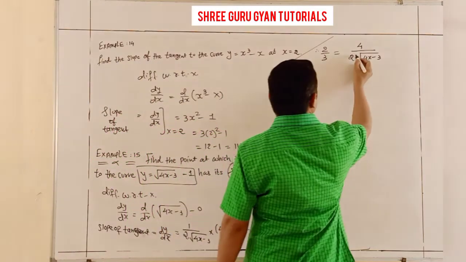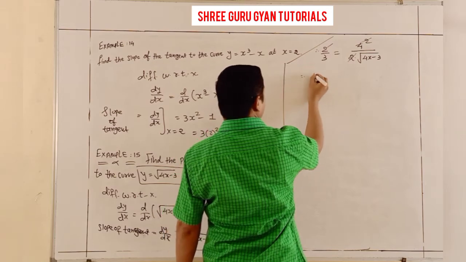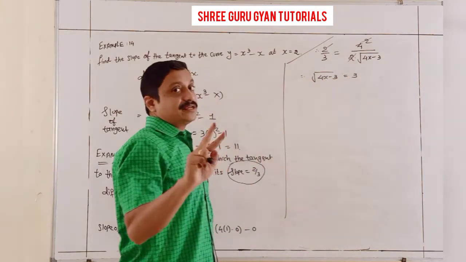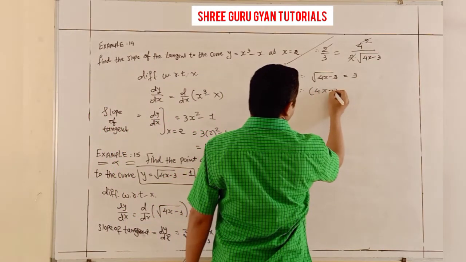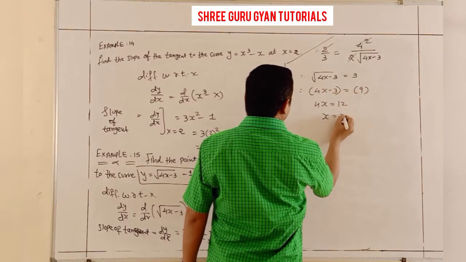Students, these 2's cancel. We have to only solve under root 4x minus 3 is equal to root 3... sorry, equal to 3. Making the square on both sides, we have 4x minus 3 equals 9. The root cancels. So it is 12, and x is equal to 3.